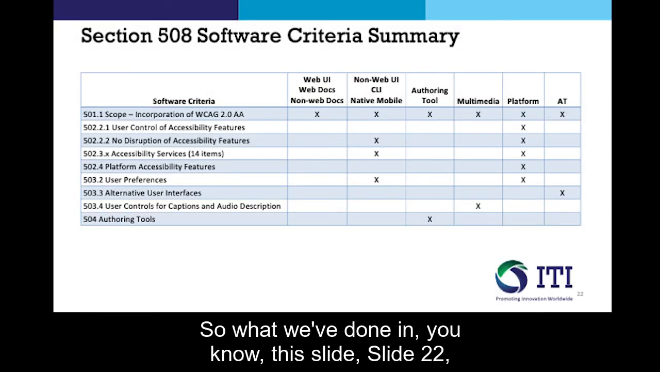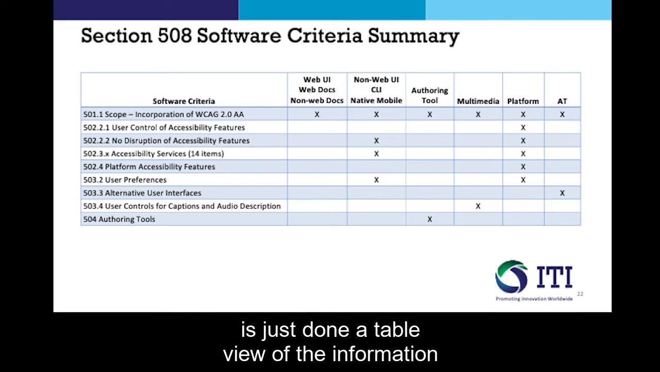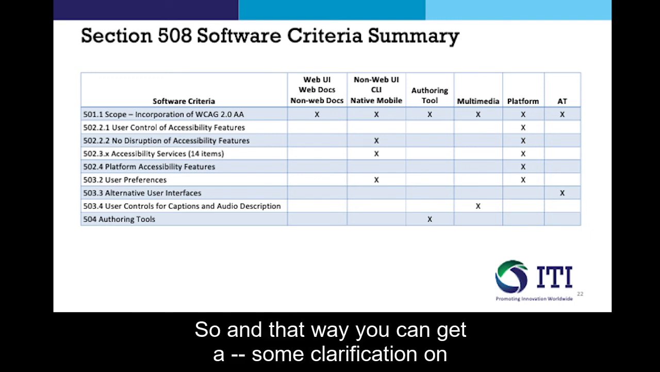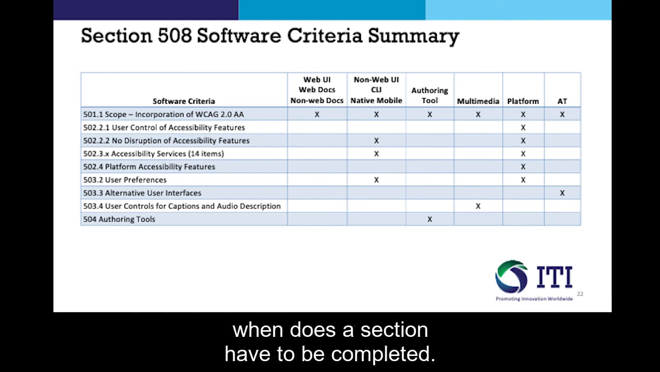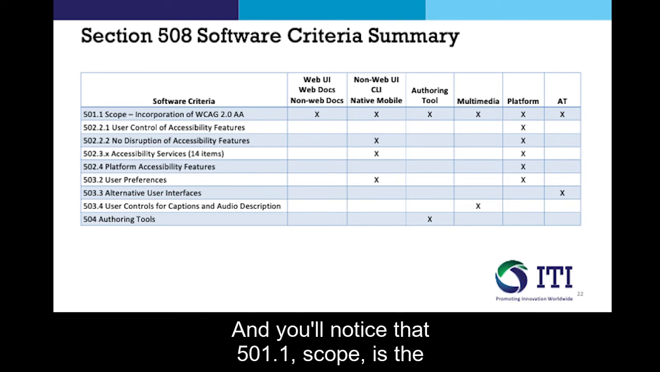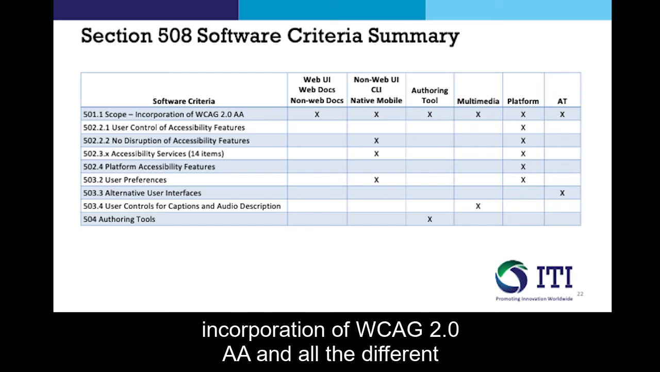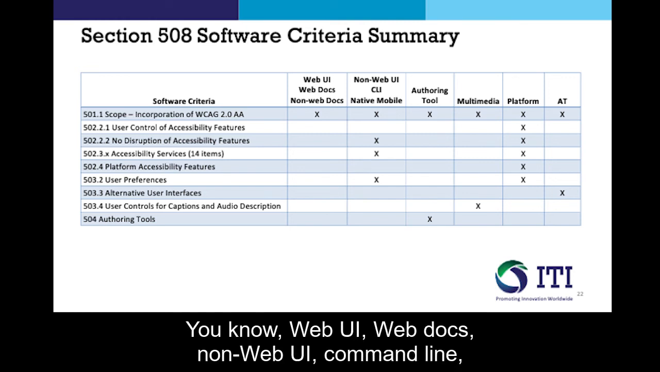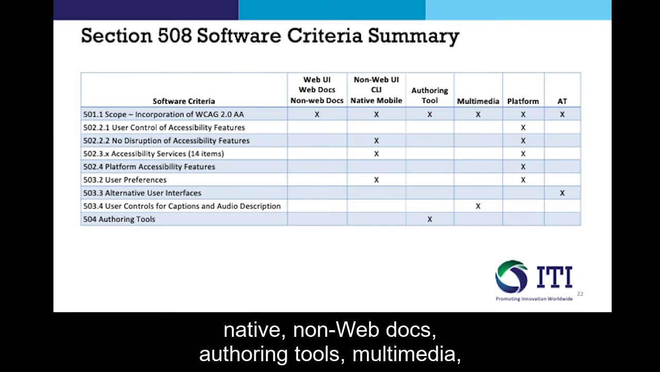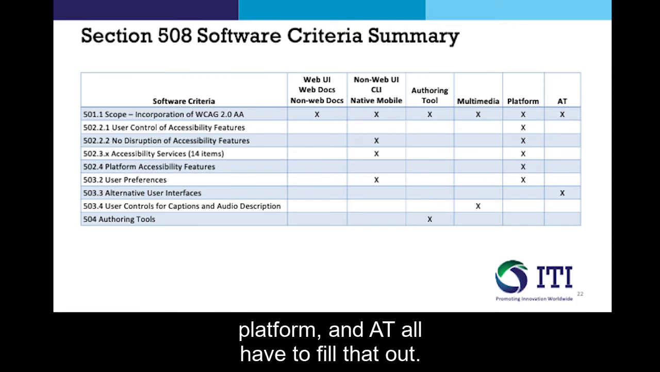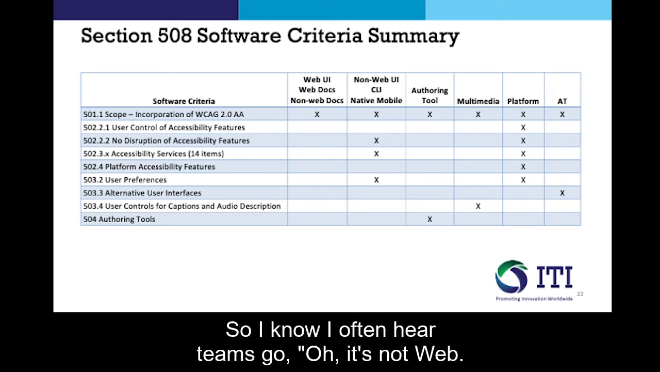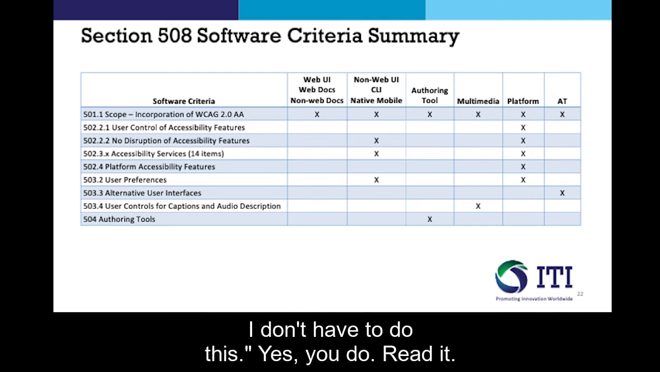So what we've done in this slide 22 is just done a table view of the information I just covered. So that way you can get some clarification on when a section has to be completed. And you'll notice that 501.1 scope is the incorporation of WCAG 2.0 AA in all the different categories: web UI, web docs, non-web UI, command line, native, non-web docs, authoring tools, multimedia, platform, and AT all have to fill that out. So I often hear teams go, oh, it's not web, I don't have to do this. Yes, you do. Read it. You have to do it.